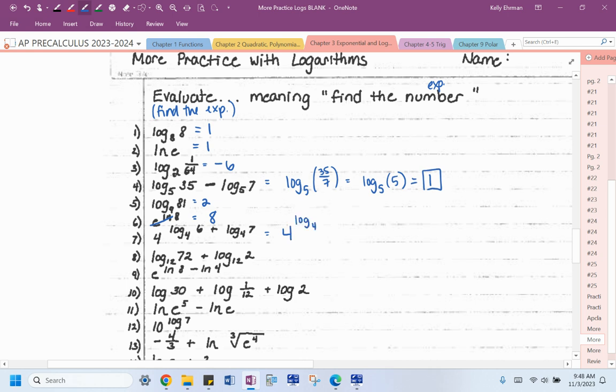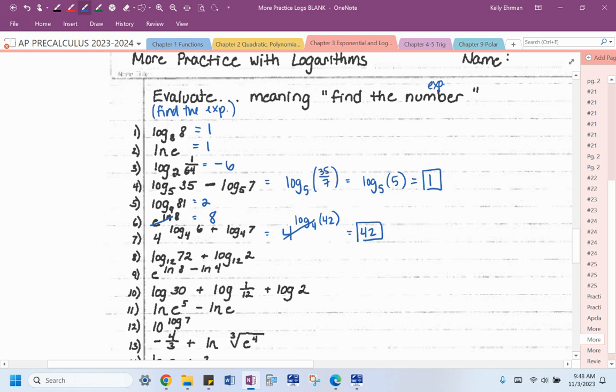We've got to condense this. So if these two logarithms are being added together, we multiply them to get 6 times 7 is 42. And then this is when you can say 4 to the log base 4 cancels because they're inverse operations, and you get 42.